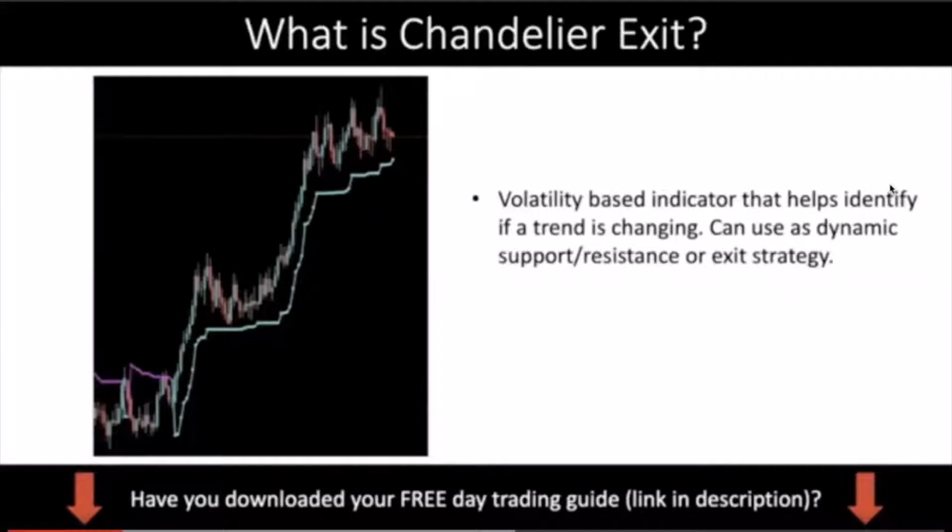But in this Chandelier exit, it's just one line. If you are in a bullish trend, it's at the bottom. If you are in a bearish trend, it's at the top. You can see over here that in this case, it's purple or pinkish, and in this case, it's light blue. So if you're in a bullish trend, the Chandelier exit will be at the bottom. And if price is bearish, then the Chandelier exit will be at the top and it will be in purple.